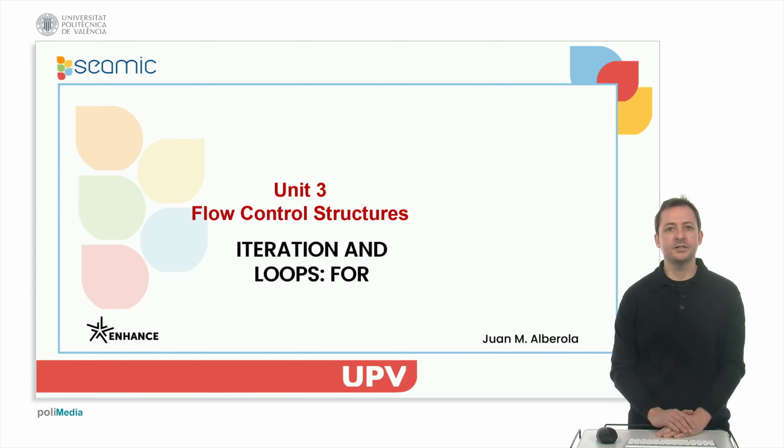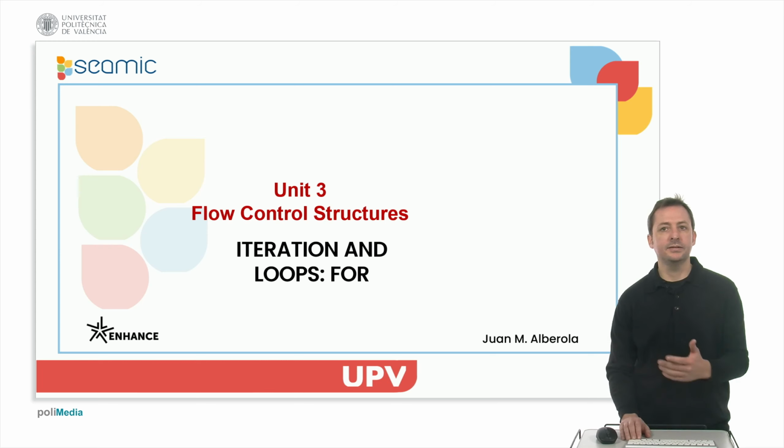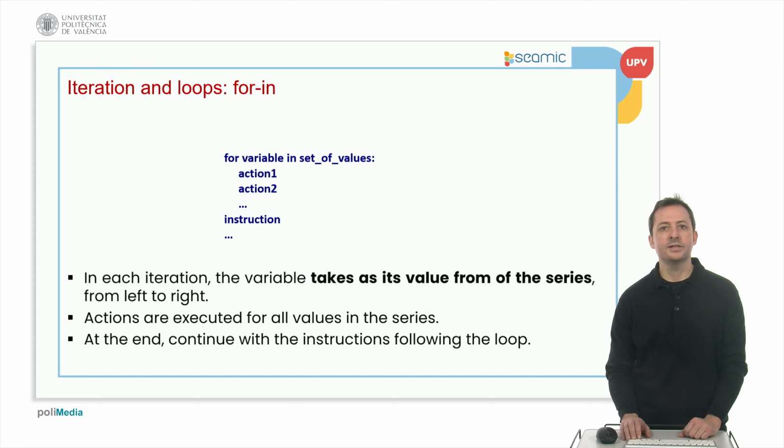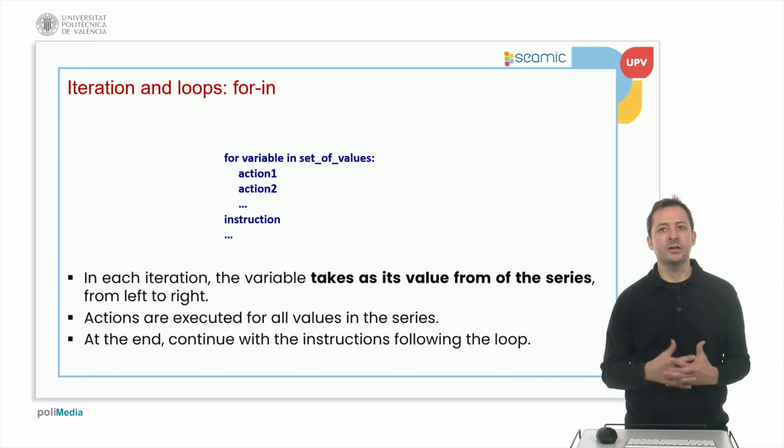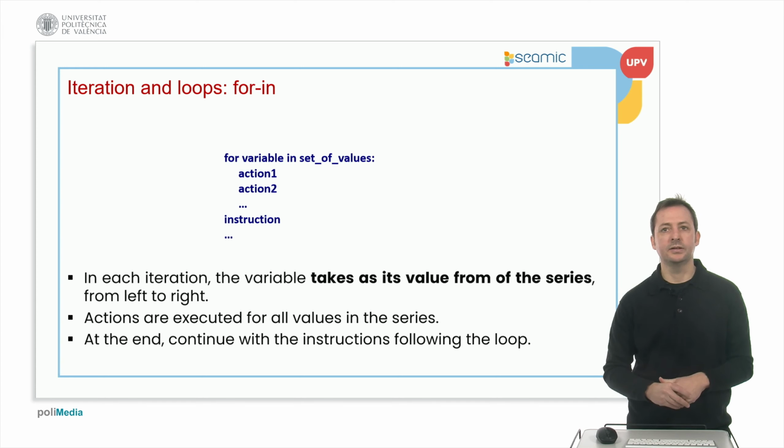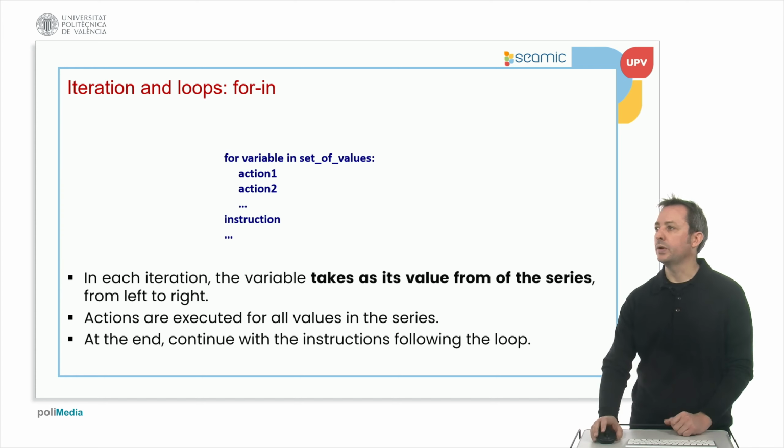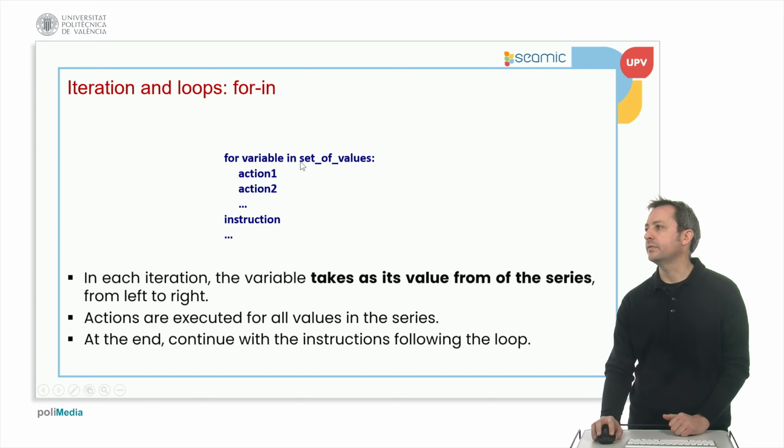Hi everyone, in this video we're diving into the flow control structures, and in the iteration and loops by introducing the for statement. The for statement also allows us to repeat some instructions until some condition is true, but the behavior is slightly different than the while. In this case, we can use the for statement in different ways. So one of them is this.